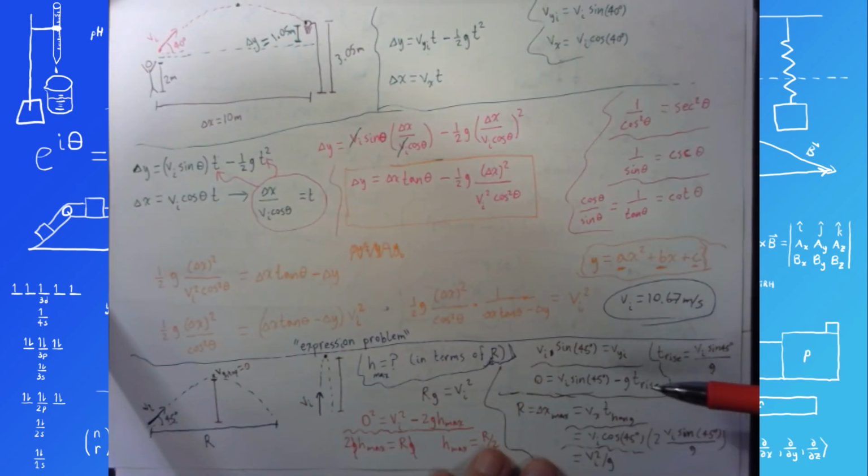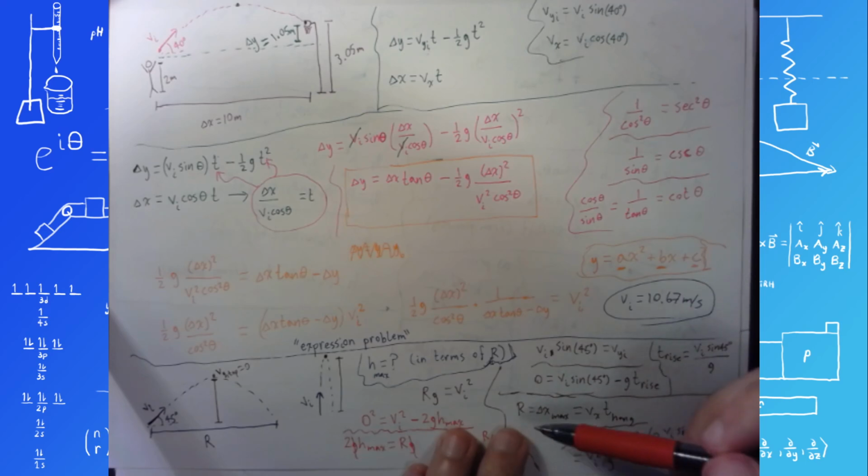we had the range. You have to calculate t rise first, which is going to be v initial times sine of your theta over g. So that's going to be v0 sine theta 0 for our problem over g. And then your horizontal range is going to be vx times the total hang time, which is 2t rise. So we would have vx becomes v initial cosine the angle, and then 2 v initial sine of the angle over g. Cosine 45 times sine 45 times 2 all got eliminated.